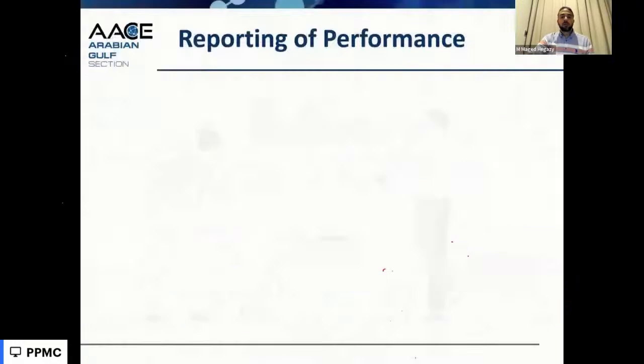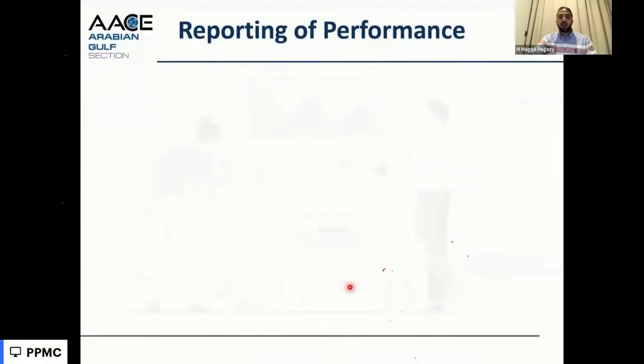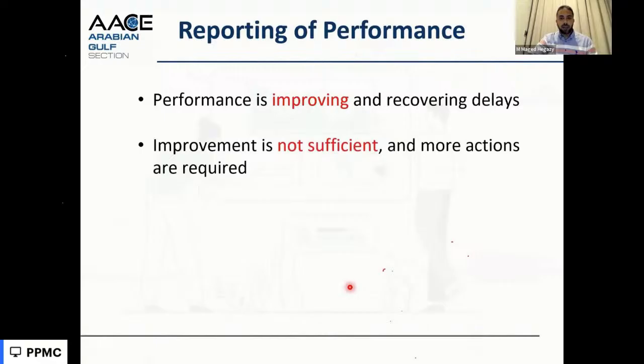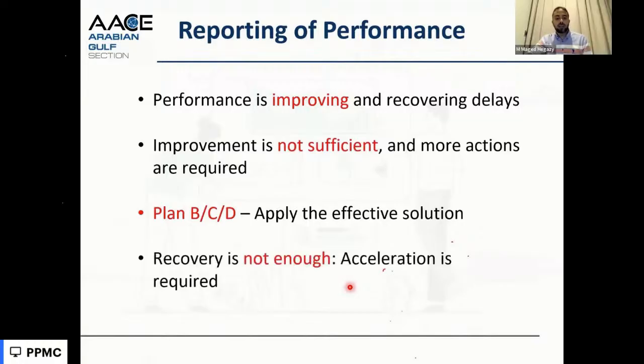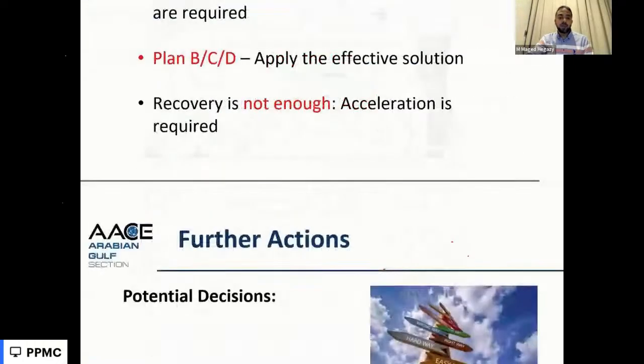After we decide all of these plans with all the mitigation actions as discussed, we check the effectiveness of these actions. Is it improving, or not improving well? We still have other plans or alternatives to implement until we get the recovery, or the recovery is not enough and we need acceleration. So we check the effectiveness to decide the way forward.